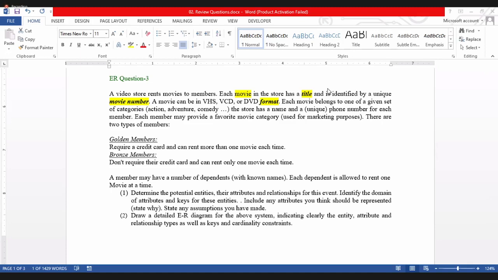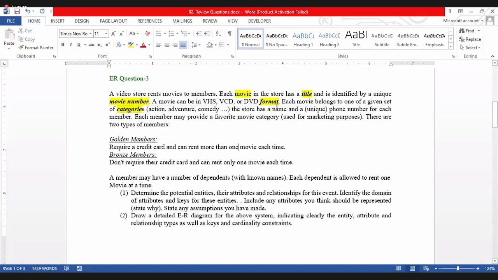Okay. Any other? They have only the category name, right? They don't have any other attributes. So this can be taken as, the better one is attribute. It's like a format. There are only some categories. So the better one is the attribute. You can take it as an attribute.